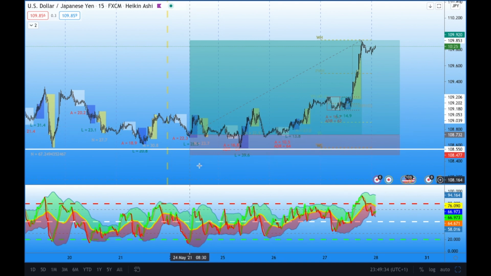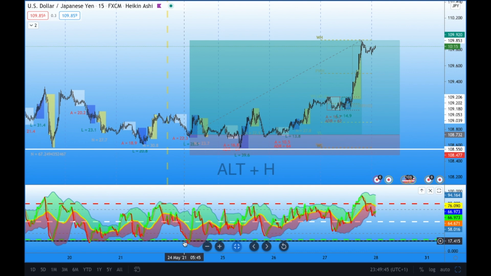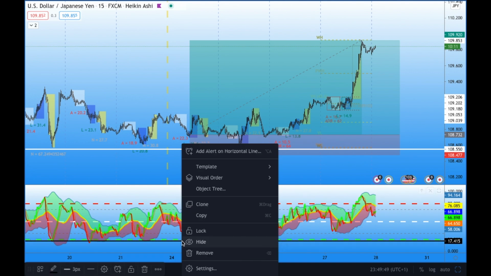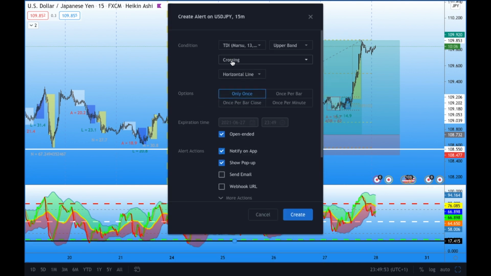Now, I'll give you one better on this to make it easier. I'm going to show you how you can set up alerts on this right now to make it even easier for you. What you want to do is set a horizontal line right here. You can press Alt and H. Then you can right click on this and go to add alert. When you've got the add alert, you want to do crossing horizontal line, but you want to make sure it's the fast MA. Then you want to go once per bar close, and make sure it's open-ended, so it only closes when you close this alert.